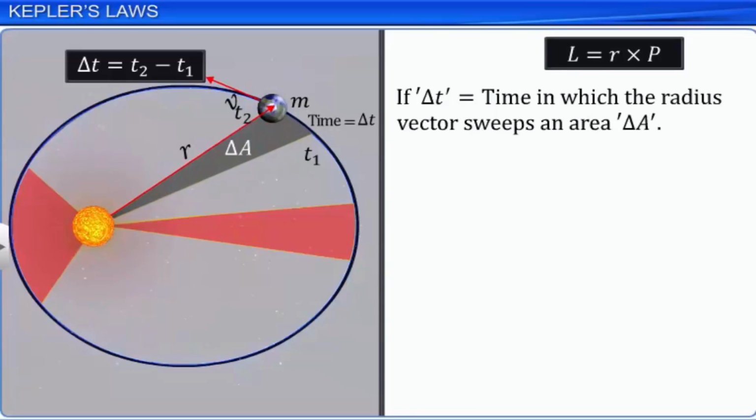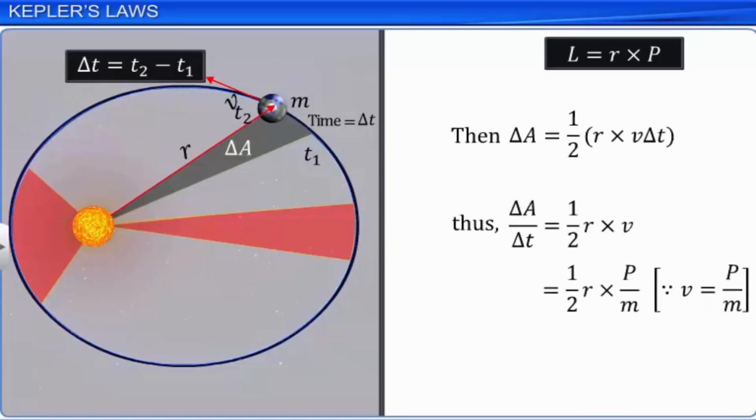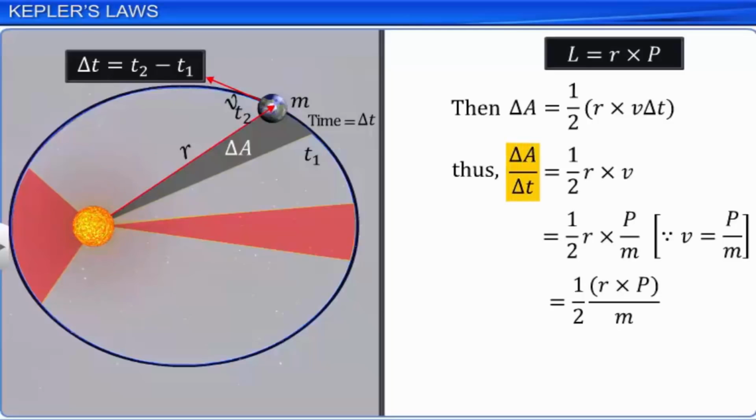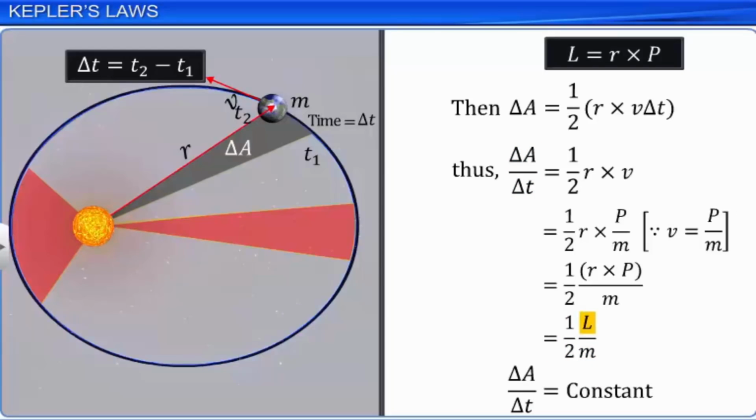Thus, delta A by delta t is equal to half r multiplied by v. On simplification, we get delta A by delta t is equal to half L by m. As L is constant, delta A by delta t is also constant. Hence, for a given time interval, delta t and delta A remain constant, thus proving Kepler's second law.